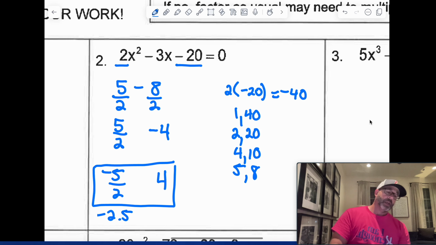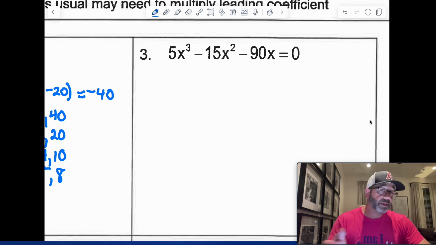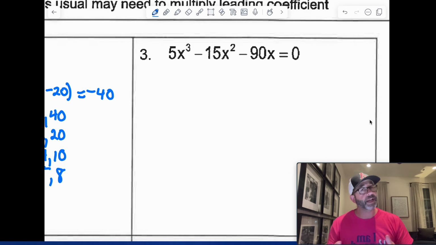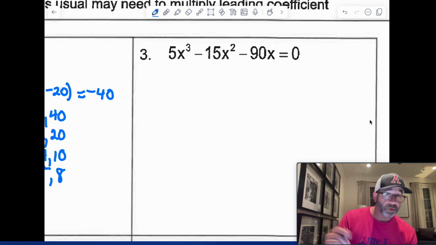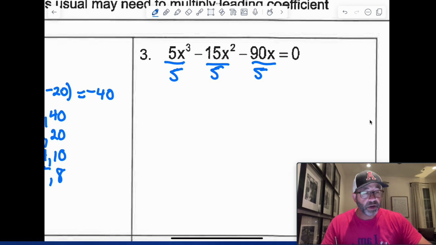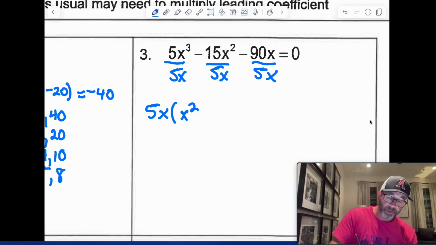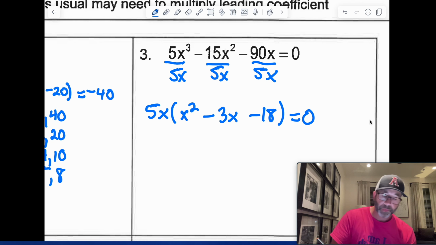Okay. Take a look at number 3. Let's start off first with, is there a GCF? Something I could divide 5, 15, and 90 by. And they do. They all have a 5 in common. So if I divide everything by 5, we'll be able to do that. And then let's look at all the x's. They all have at least one x in common, so we could take that out as well. So that's going to leave me with a 5x coming out, and x squared is what's remaining, 3x, and then minus 18, and all that equals 0.